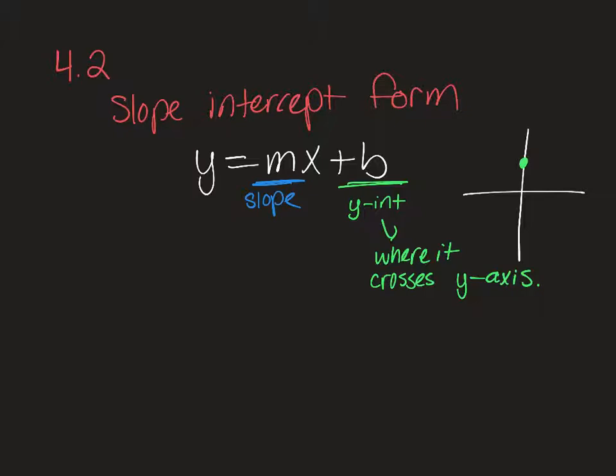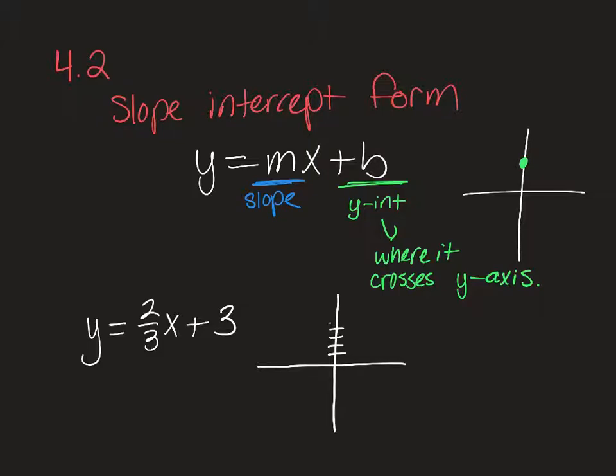So for these, you need to be able to look at an equation like this and put it on a graph. So let's just do an example of that really quickly. Let's say it's 2/3 x plus 3. So that means on my graph, I'm going to go up to 3 on the y-axis and put a dot there to start, because that's my y-intercept. And then that slope is positive 2/3.